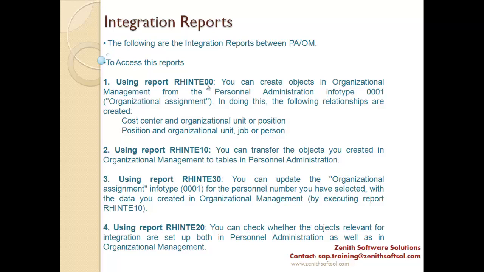Now the three reports, the number 2, 3, and 4, these reports are used when you transfer the data from OM to PA. So the first report is RHINTE110. This report transfers the objects you created in OM into the PA tables, because each module in SAP, like PA module is one of the sub modules of SAP HCM, OM is one of the sub modules of SAP HCM. Each of these sub modules will have its own tables for the data.